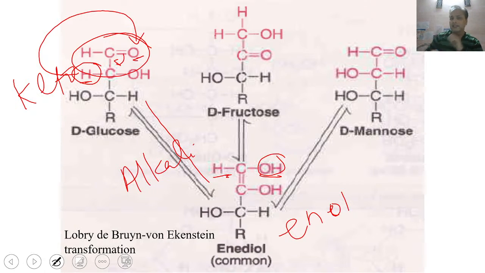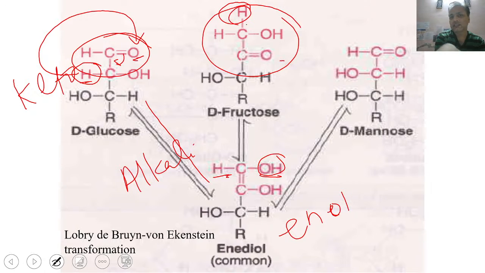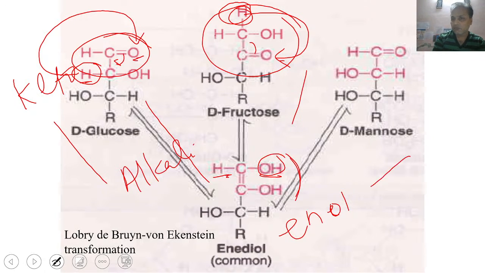Now similarly, fructose can also be converted to enediol. This is the keto structure. So one of the hydrogens from here, this H, will come to this O, and this double bond will go there. So ultimately you will have the same structure. So glucose, fructose, or mannose, these three compounds normally convert to an enediol type of structure.